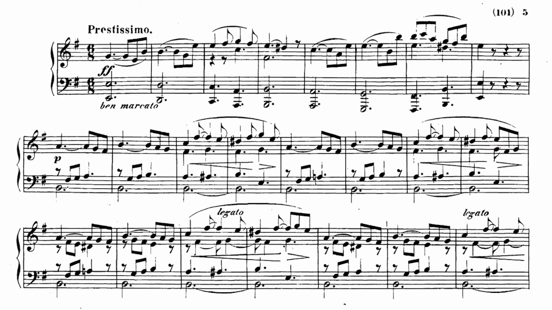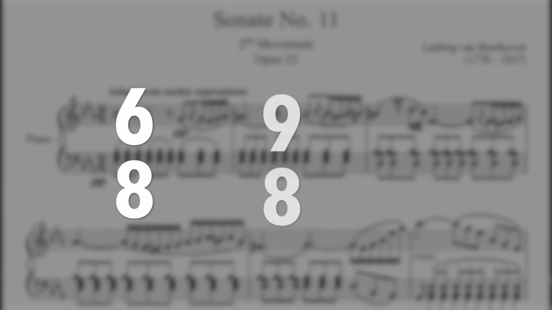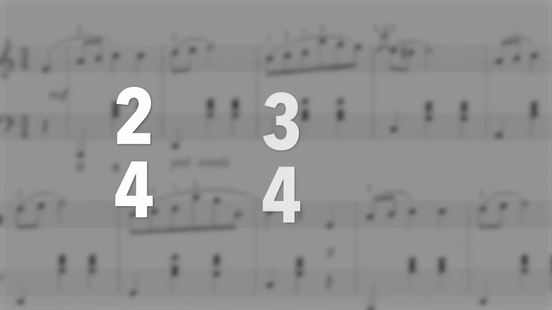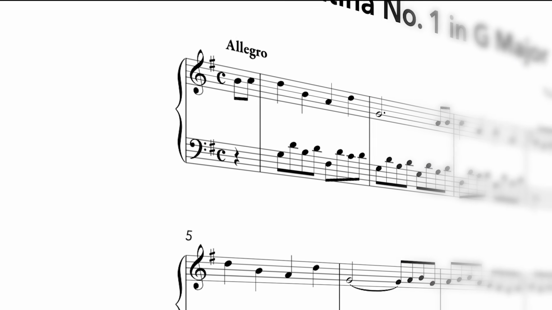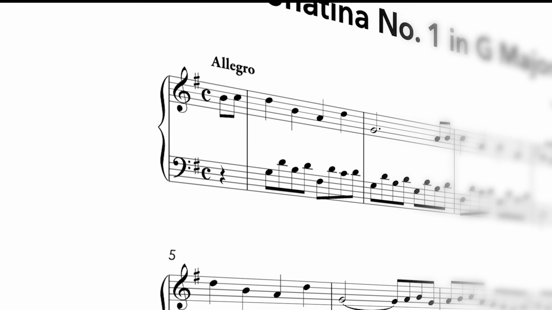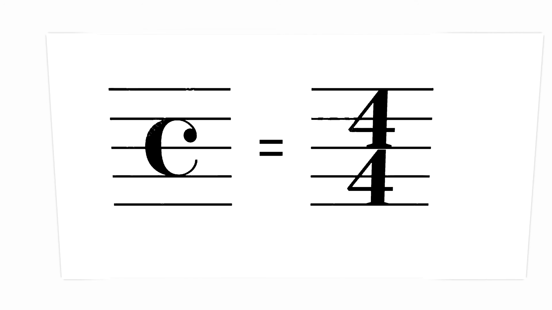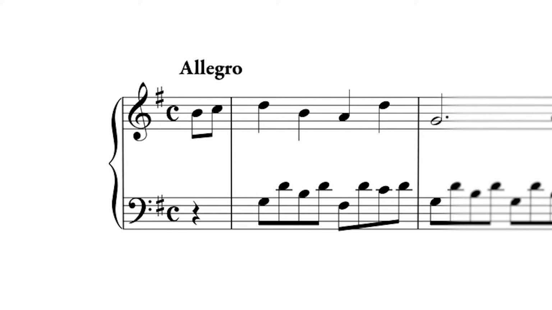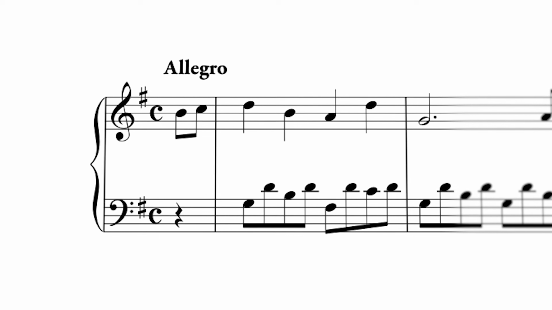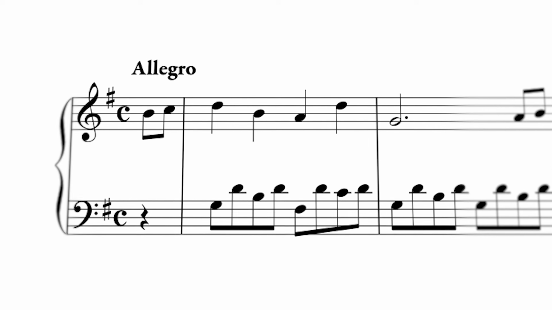So in pieces that have a time signature of 6/8, 9/8, or 12/8, you will feel groups of 3 in each of those bars. Whereas pieces that use 2/4, 3/4, or 4/4, you will feel groups of 2 within those bars. Now, if you see a C in a piece of music instead of a time signature, then this means common time, and this is exactly the same as writing 4/4. So if you see C where the time signature is, then this means there are 4 quarter notes per bar.